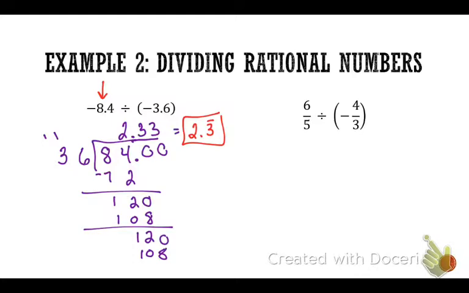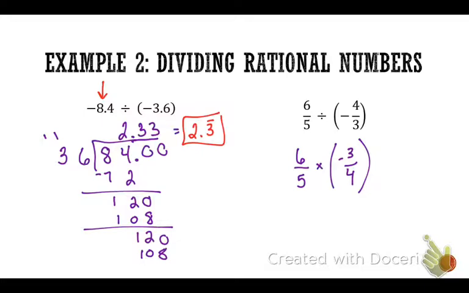So keep, flip, change. Or you can change and then flip. We keep the first fraction. We flip the second fraction. Make sure you keep that negative if it was negative. And we change the operation to multiplication. Okay? Keep, flip, change. Now we look to see if we can cross-reduce anything.